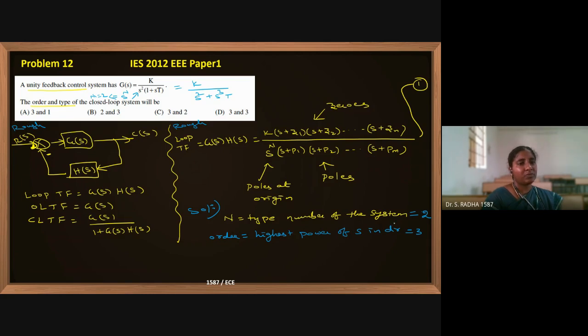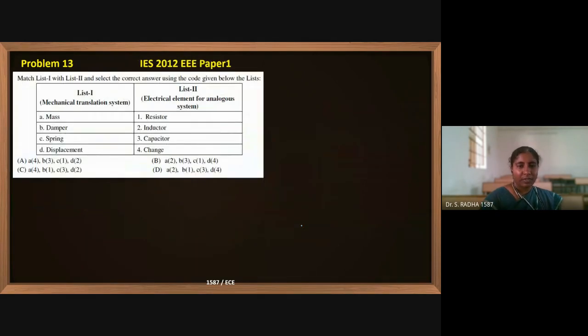They have asked order first. You see here, the options are 2 and 3, 3 and 2. First they have asked order. Order is 3, type number is 2. So the answer is option C. I am going to the next problem.